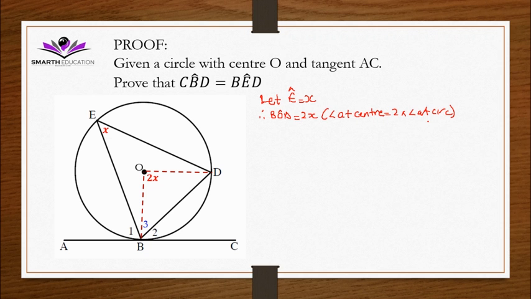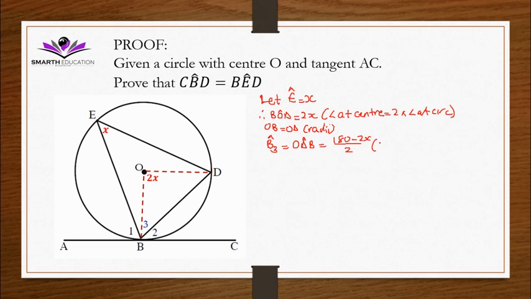And then if you check here, triangle BOD is an isosceles triangle because OB is equal to OD. These are radii, isn't it? So we can say that angle B3 and angle D are equal. So we can say that angle B3 is equal to angle ODB. Because it's an isosceles triangle, we can say 180 minus 2x, divided by 2.